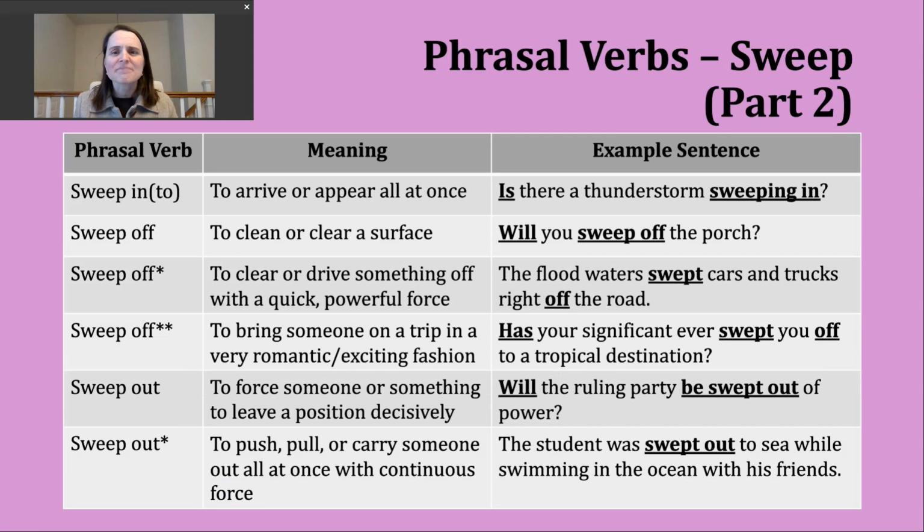An example of this: is there a thunderstorm sweeping in? Right? So maybe we hadn't seen that forecasted. We hadn't seen predictions that there would be thunderstorms. So it might seem like it's arriving out of the blue. Is there a thunderstorm sweeping in is an example of present progressive or present continuous.